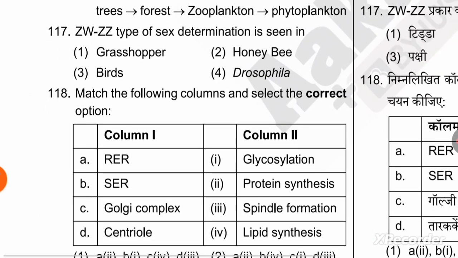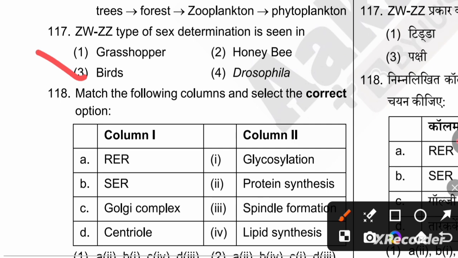Z type of sex determination we can find in birds. Let us move to the next question.